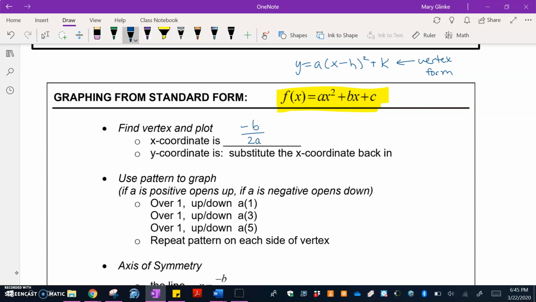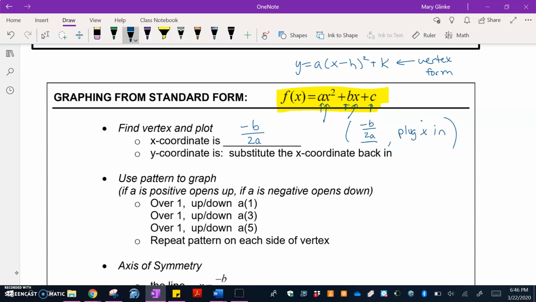Negative b divided by 2a. Once we know what a, b, and c are, we can plug them into that formula and we'll get a number. That is going to be the x coordinate of your vertex. So negative b over 2a tells you what the x value is. To figure out the y coordinate of your vertex, we're going to have to plug x in. Whenever we know what x is, we replace x in our equation with that number and figure out what that equals, and that's going to be our y value.